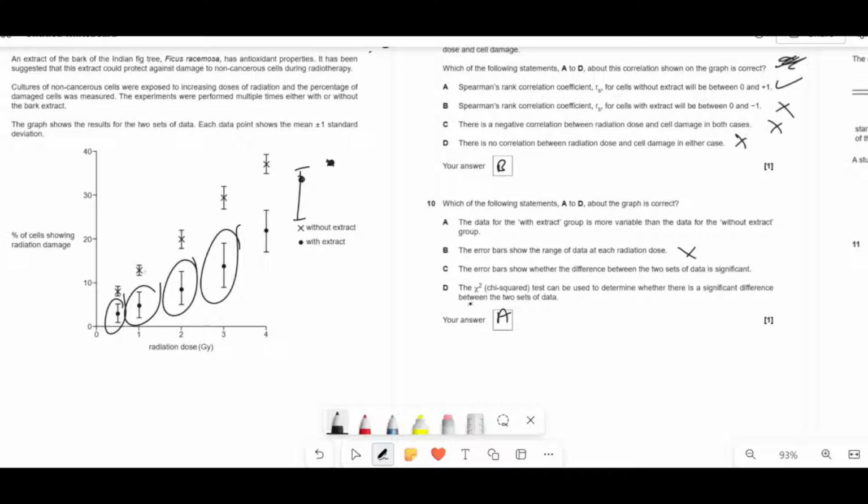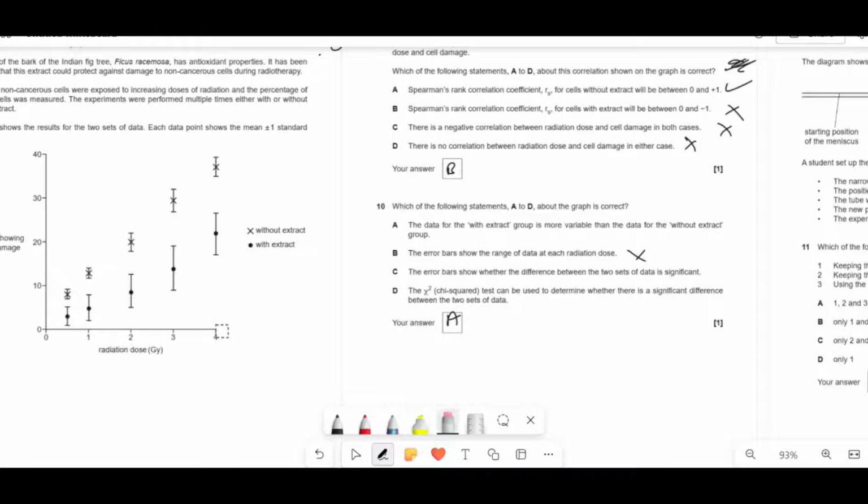And then the chi-squared test can be used to determine whether there's a significant difference between the two sets of data. No, because we're going to be comparing the means, it's going to be the t-test, sorry. The chi-squared test is to measure the significance of the difference between the observed and expected values. So if I flip a coin 10 times, I'm expecting 5 heads, 5 tails. Maybe I might get 10 heads and 0 tails. I'd use the chi-squared test to see what I expected versus what actually happened.